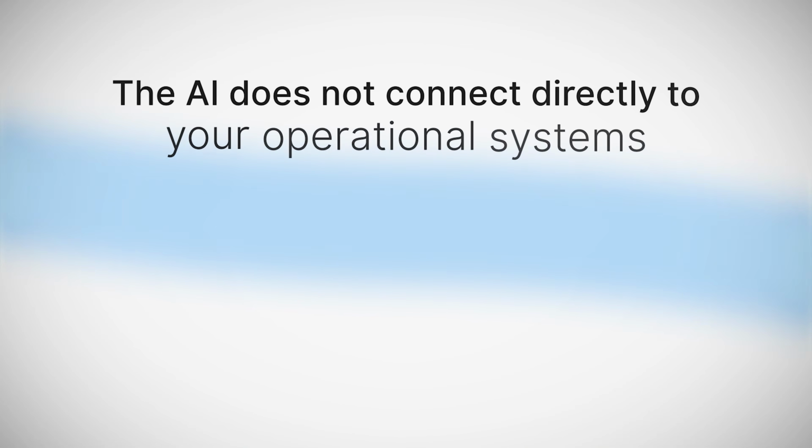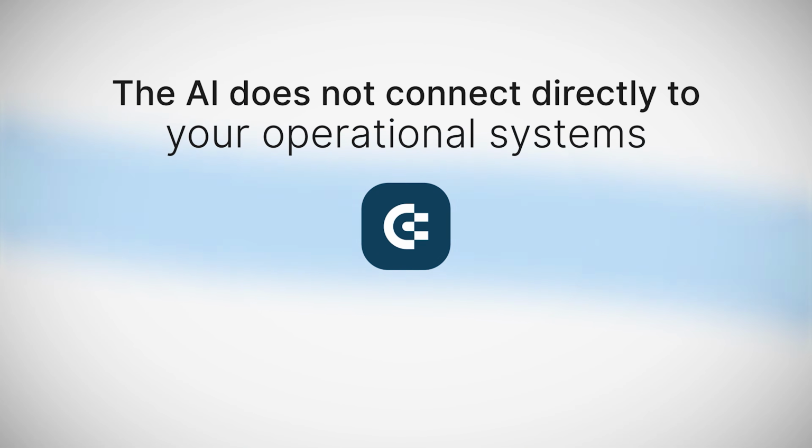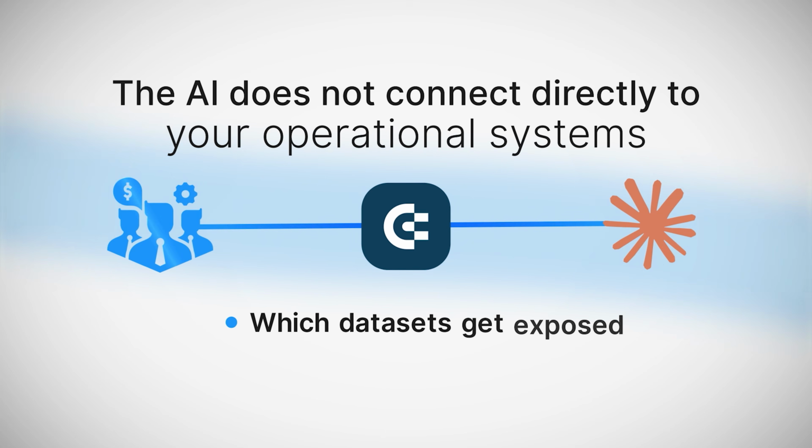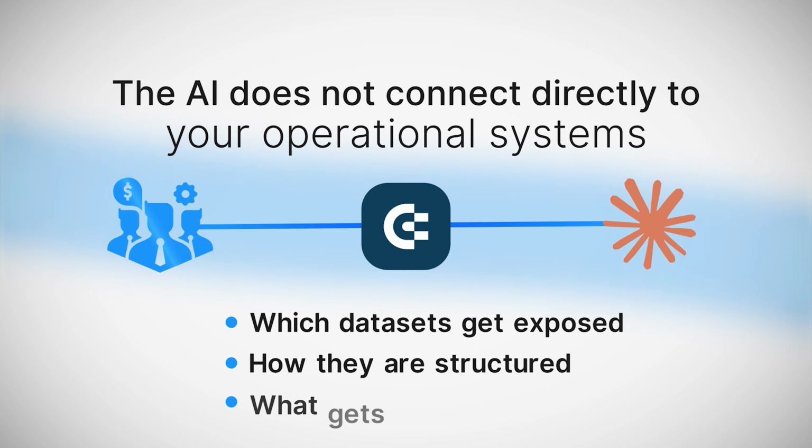Now, one important distinction about how Coupler works is important for me to mention. The AI does not connect directly to your operational systems. Coupler acts as the controlled access layer between your business data and Claude. And you decide which data sets get exposed, how they're structured, and what gets analyzed. Now, the governance layer matters when you are working with financial information. It's essential. Now, from this point on, the business data updates automatically in the background. I'm not exporting anything, I'm not uploading anything, I'm not preparing anything before each run. Coupler handles all of that.